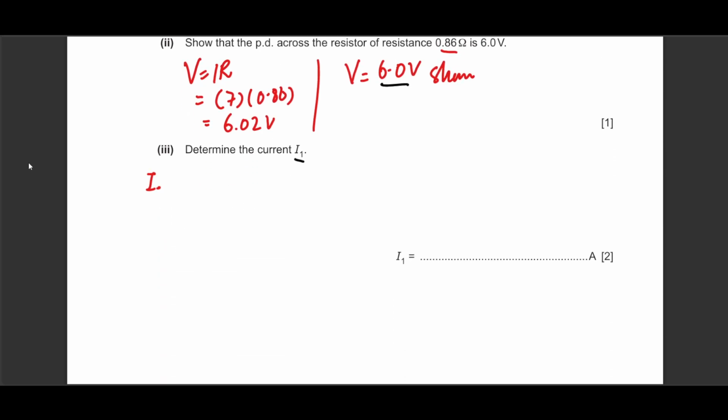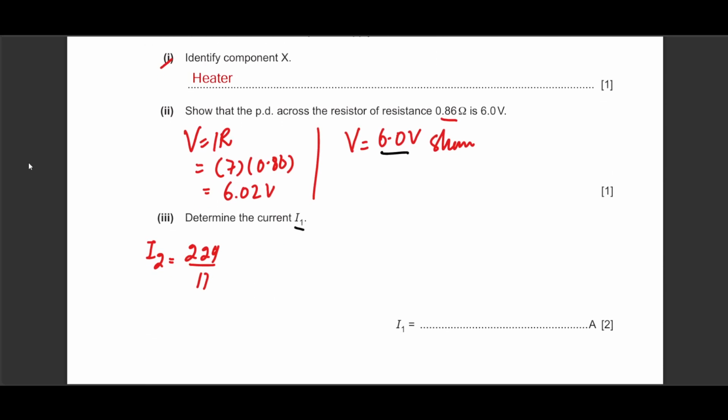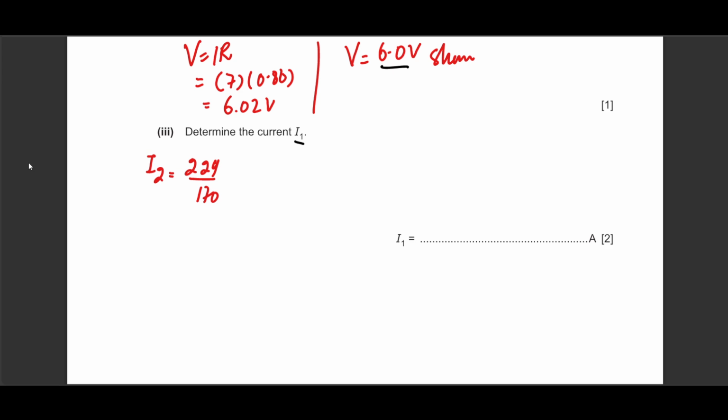So this will be I2 equals 224 divided by the resistance of this combination, which is 170. And definitely, this is going to come from V equals IR. So V equals IR was modified to look like this. The voltage across was 224. The resistance was 170 for that branch. So I2 comes out as 1.3 amperes.